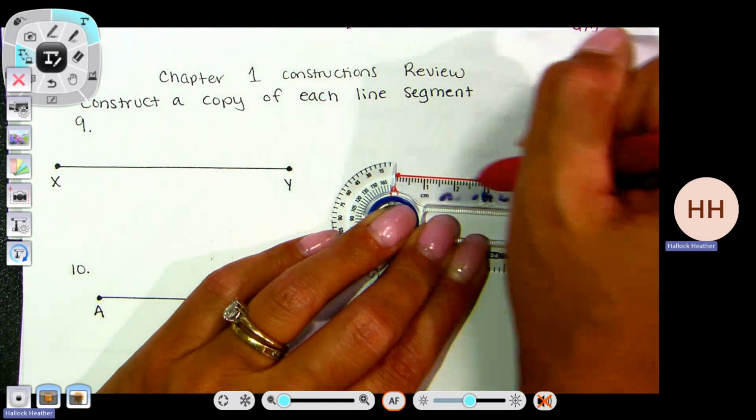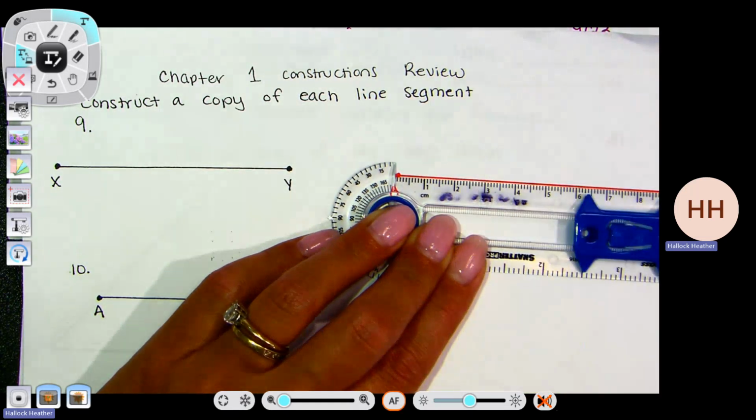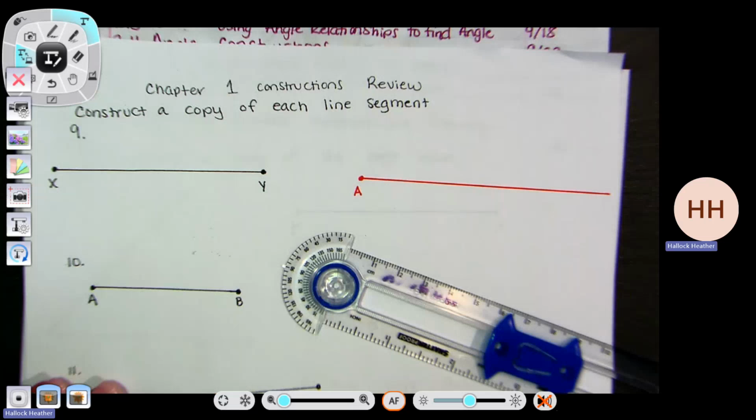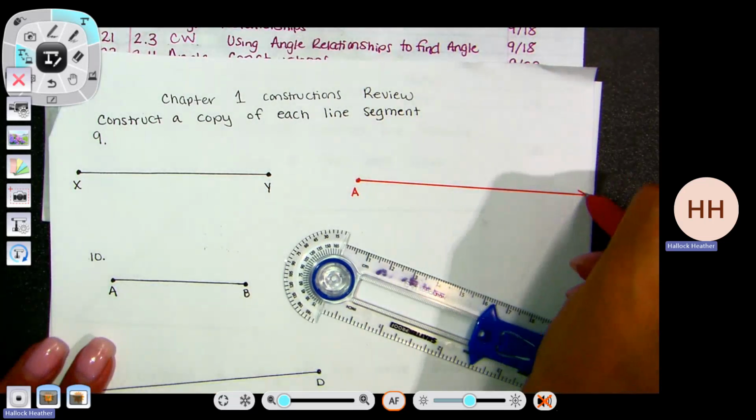On the test, people were confused. They were like, what's a straight edge? A straight edge is you drawing a line like that. You're using the edge of the ruler. Okay, so that's a straight edge. We're drawing a line. Technically, we're drawing a ray, so we put an arrow at the end of it.